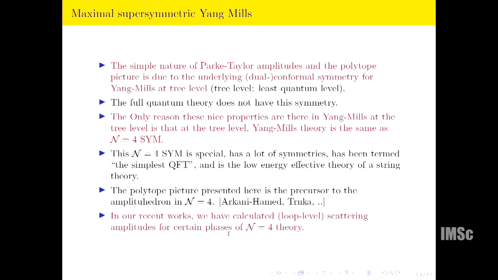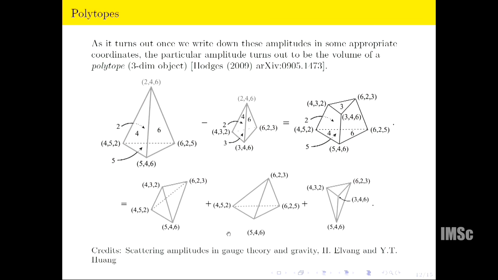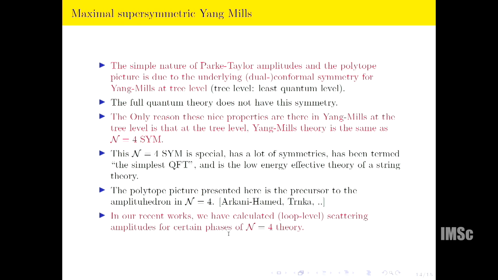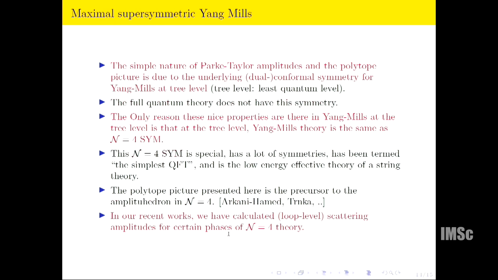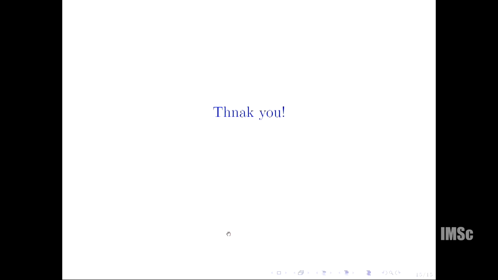And this N equals 4 super Yang-Mills is special in many ways. It has a lot of symmetries. It is termed as the simplest QFT, and it is a low energy effective theory of a string theory, and so on. This polytope picture was a precursor to the amplituhedron in N equals 4 super Yang-Mills, where you can write all the loop amplitudes and everything as the volume of some nice polytopes and geometric pictures. And what we are trying to do is calculate some amplitudes in this N equals 4 theory in some massive phase. And that's it. Thank you.